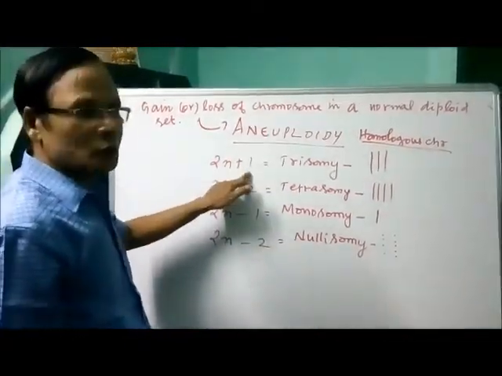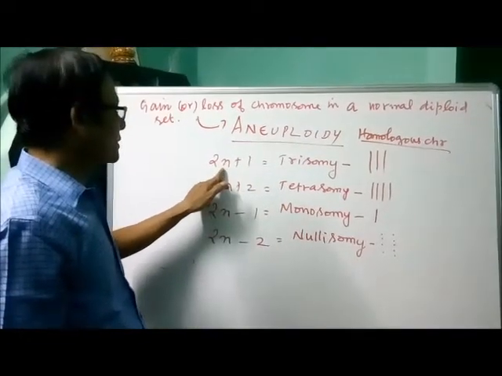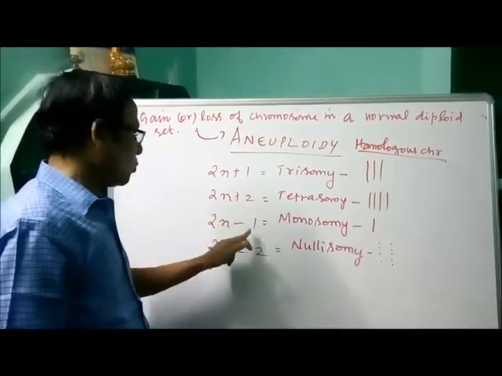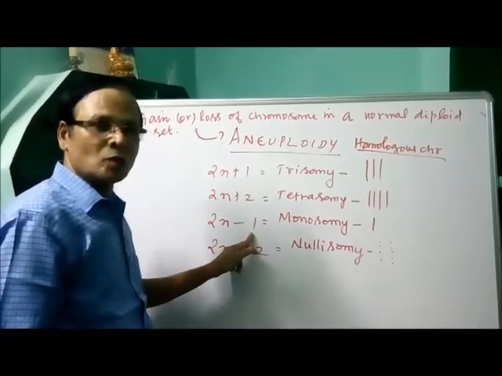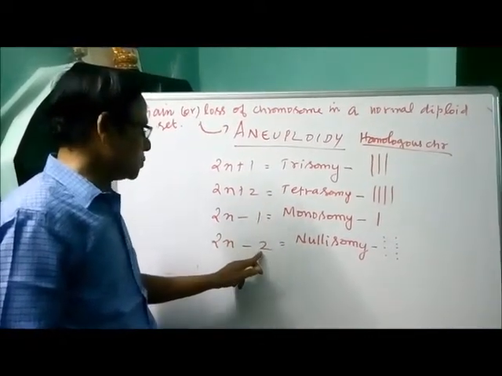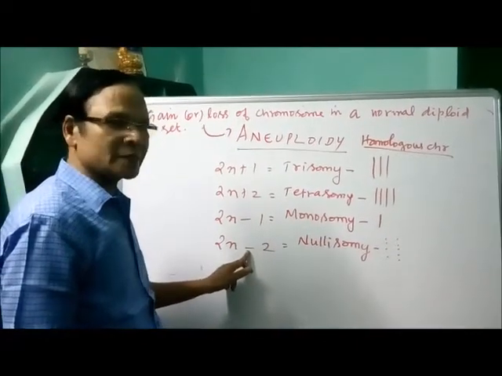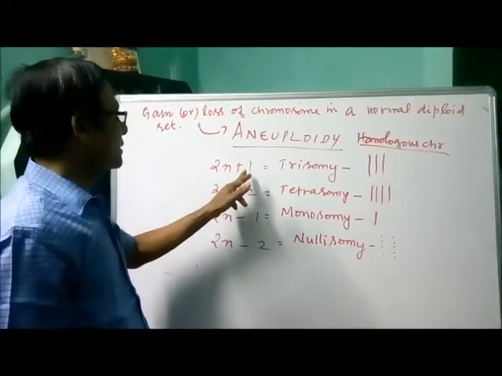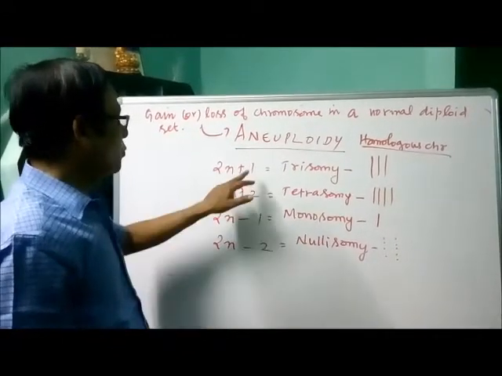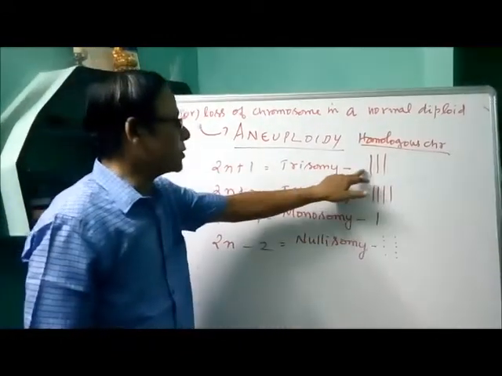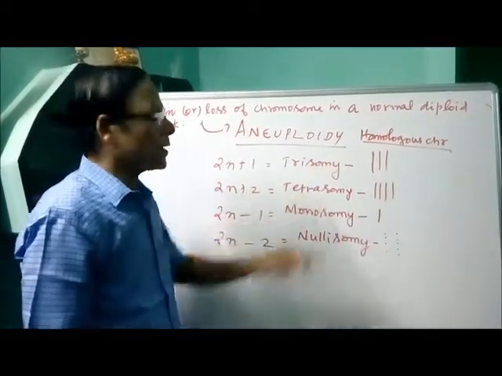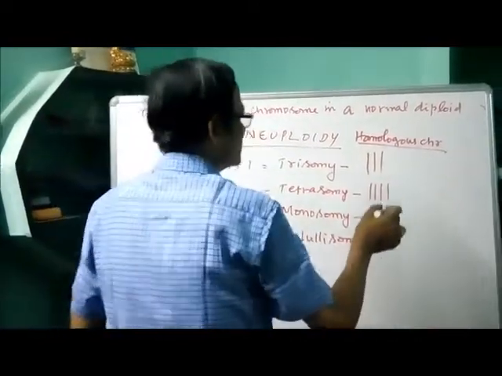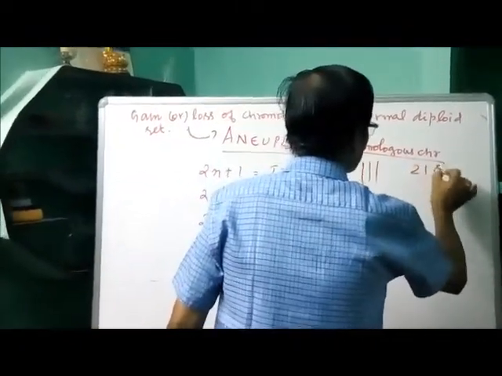For example, gain: one individual chromosome is added to a diploid set, or 2 chromosomes are added to a diploid set. Or 1 chromosome is deleted from a normal diploid set, or 2 chromosomes are deleted at a maximum from a normal diploid set. This is called aneuploidy, either gain or loss. When 1 chromosome is added to a particular pair, instead of having 2 copies, we have 3 copies. Suppose we are taking the 21st chromosome.